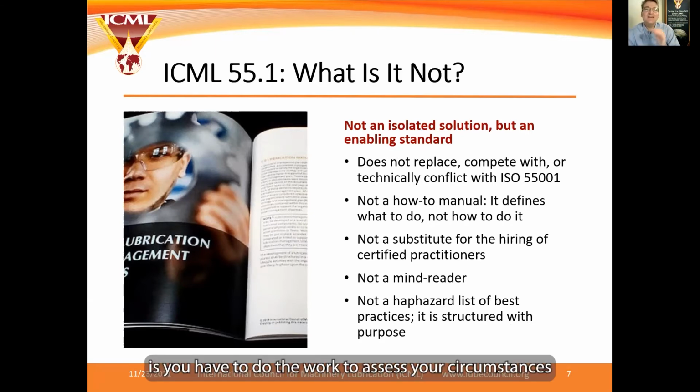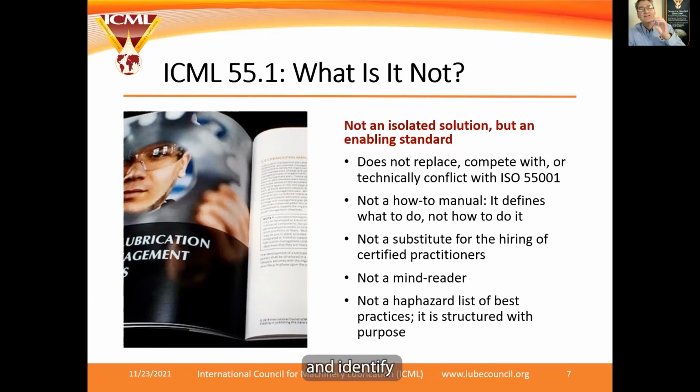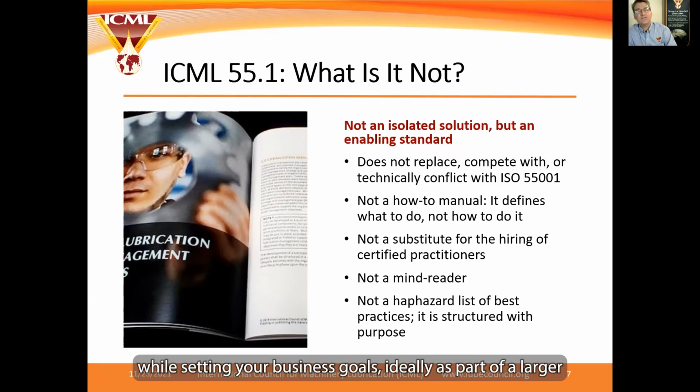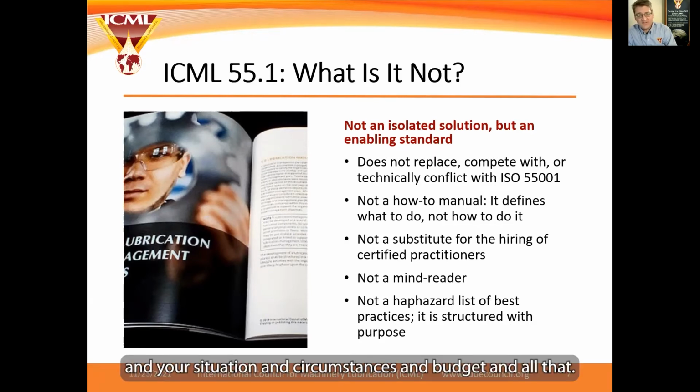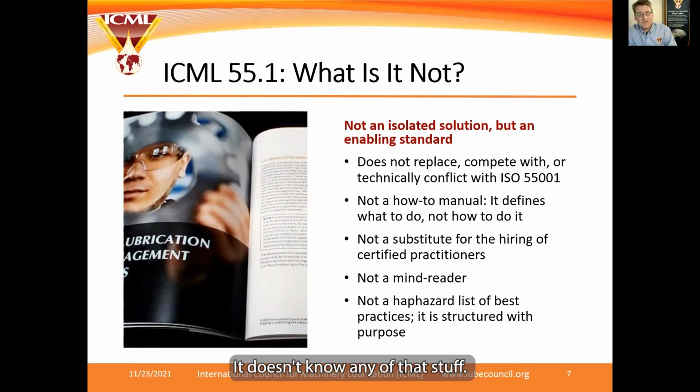What that means is you have to do the work to assess your circumstances and identify your priorities and limitations while setting your business goals, ideally as part of a larger organizational asset management plan. The ICML 55.1 standard does not know your priorities, your situation and circumstances, your budget, all that. It doesn't know any of that stuff.